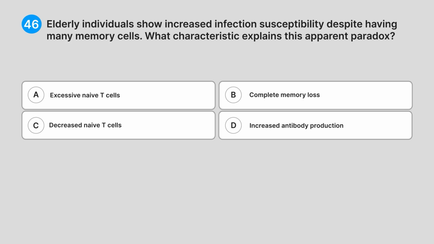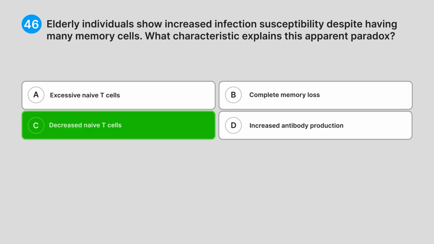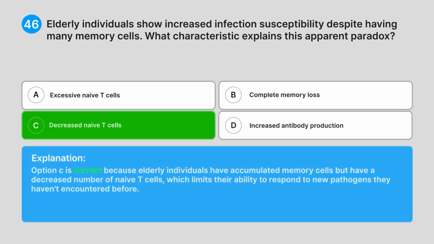Correct answer, C, decreased naive T cells. Explanation. Option C is correct because elderly individuals have accumulated memory cells but have a decreased number of naive T cells, which limits their ability to respond to new pathogens they haven't encountered before.